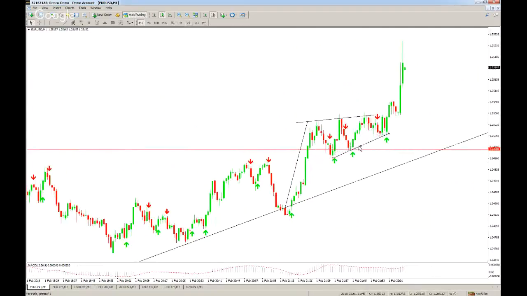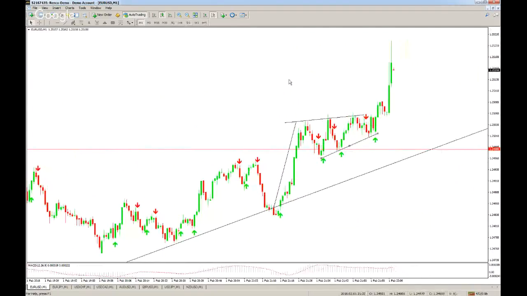But at this point in time with this breakout, I am on a wait and see mode. If price action can retrace down, then I'd look to actually buy the Euro USD. Other than that, I'm holding my horses on the Euro USD, but it is subject to change.